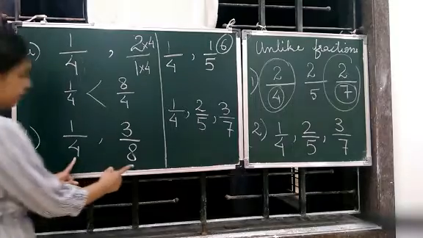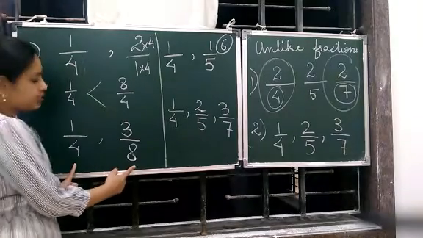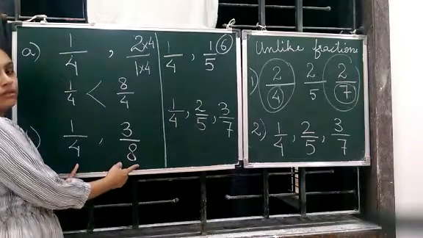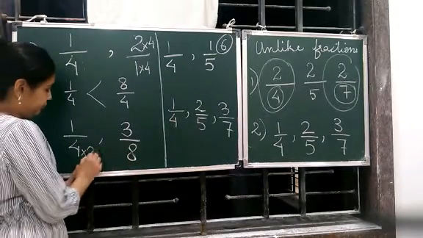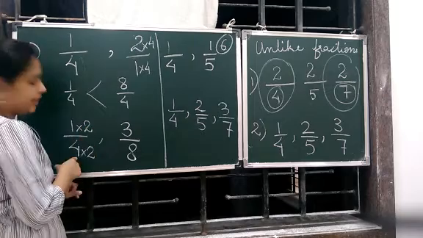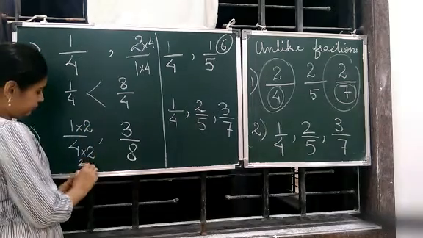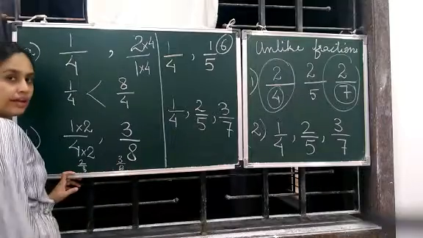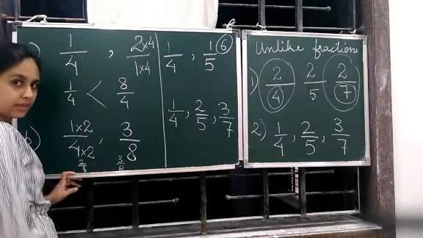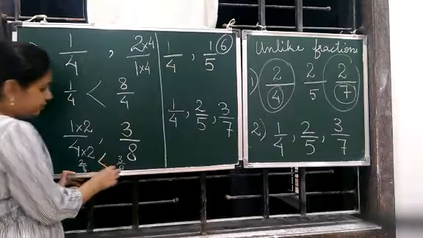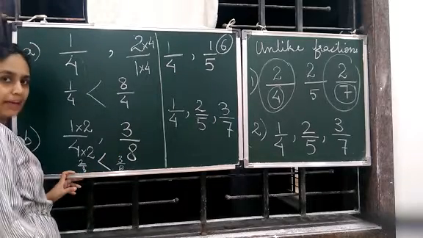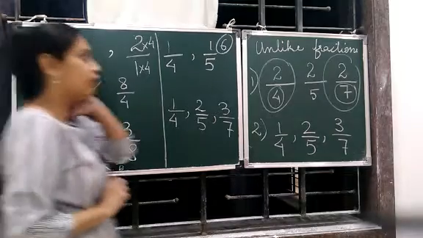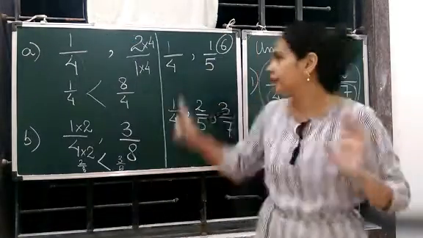Then going on the second route, the second type, 4 and 8. Now, if you multiply 2 here, what will it become? This will become 2 by 8 and this will become 3 by 8. So the LCM, the denominators are the same, correct? Denominators are the same. That means we can compare the numerators, and who is greater? 3 is greater.